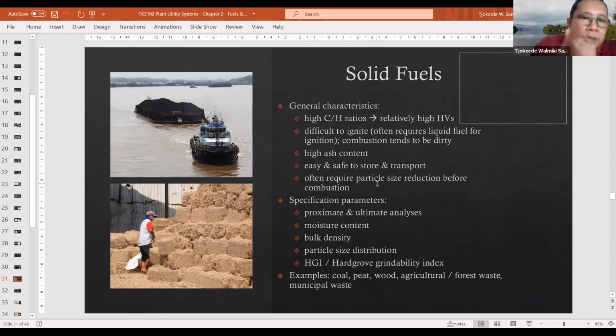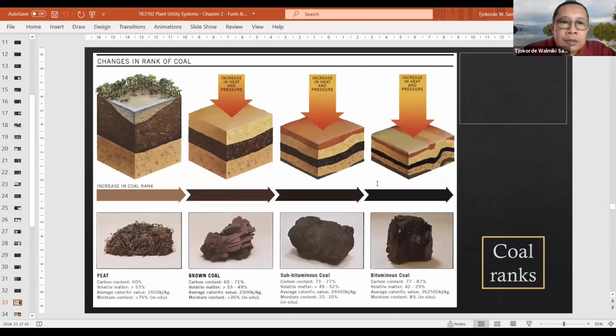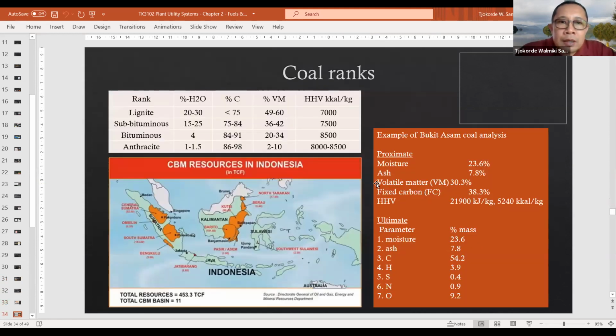So you need to pulverize, grind down, or mill solid fuels before you can combust them, unless you're talking about bakar sate. But if you're talking about industrial combustion, then you need to grind down these solid fuels first before they can be used practically. Some overview about coal. This is Wikipedia stuff, so no surprises here. Coal resources in Indonesia.